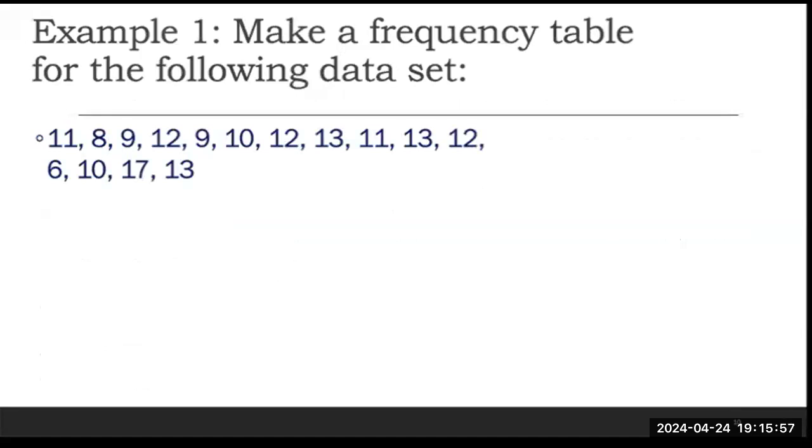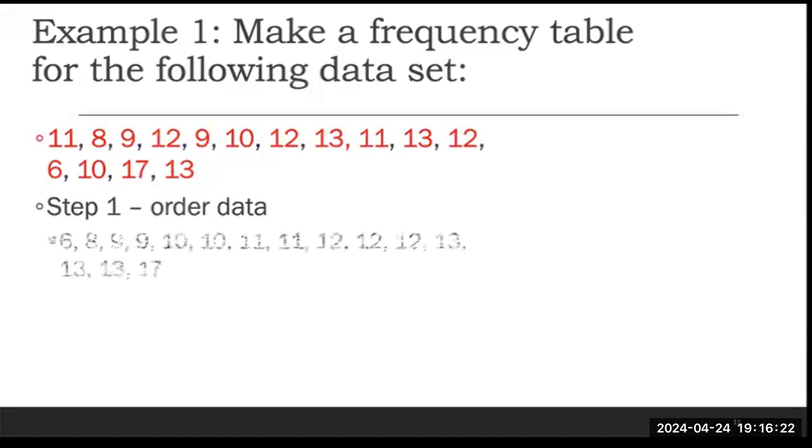Let's say you have this data set. You just have these numbers: 11, 8, 9, 12, 9, 10, 12, 13. These could be scores on some kind of quiz, right? When you have it, first of all, you order the data. Because when you collect scores, it's just random. You don't know how people are scoring on it. So the first thing you do is order the data. Here's the data that's ordered: 6, 8, 9, 9, 10, 10.